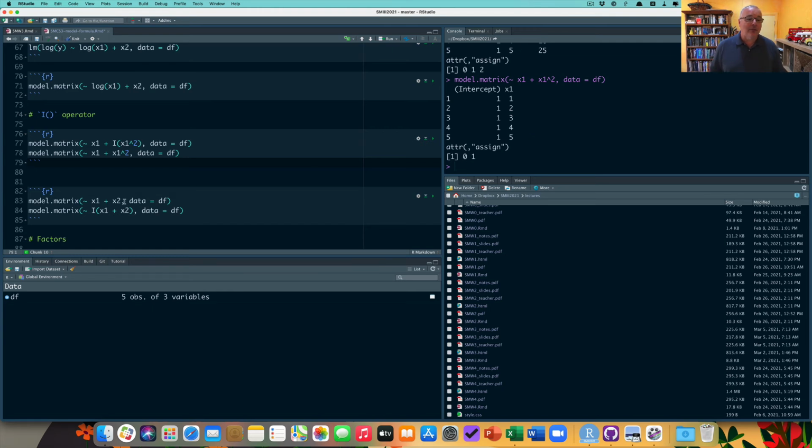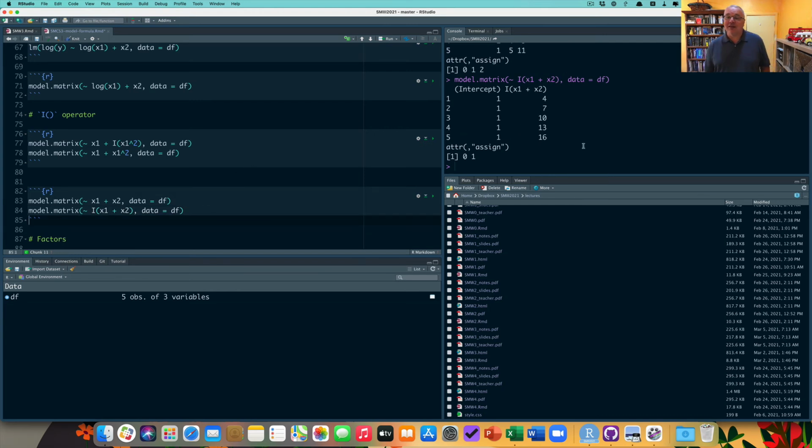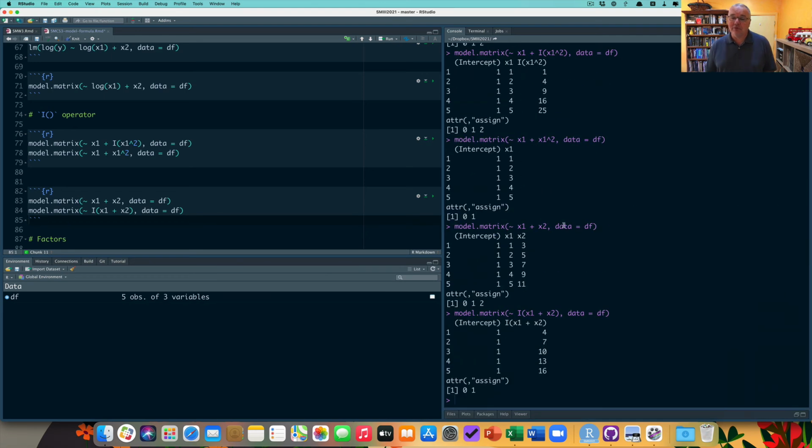To show an example here, I'm going to do the standard plus. And here it basically has 2 columns exactly because we've got 2 predictors, x1 and x2. But if I put an I around that, what does it do? What it does is it takes them and adds them before doing it. So 1 plus 3 is 4, 2 plus 5 is 7, 3 plus 7 is 10, etc. So now it went and added these 2 things together rather than saying you have 2 predictors.